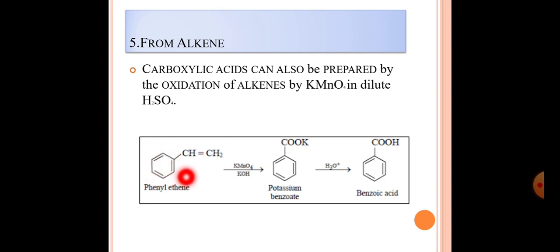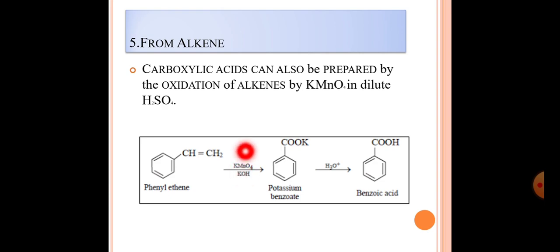Benzene ring is there, CH double bond CH2. Now this is not called a benzene ring here, it is called a phenyl substituent. And how many carbons are there? 2 carbons, means ethene. So alkene is present with the substituent phenyl. So phenylethene is the name.